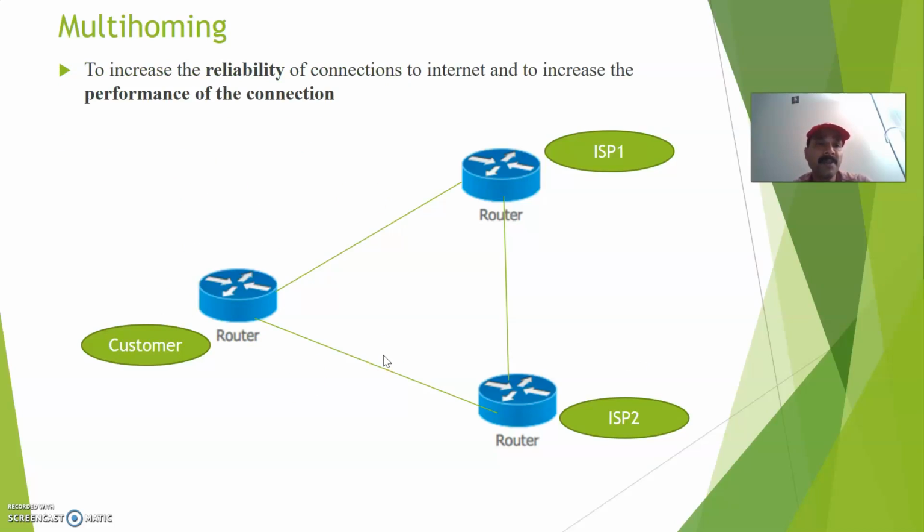So what is multi-homing? It is used to increase the reliability of the connections to the internet and to increase the performance of the connection. How can we increase the reliability? When the customer router is multi-homed with two ISPs, ISP1 and ISP2, if a single ISP goes down, the customer router can utilize ISP2 as a backup service provider. Also, the customer router can use a better path to reach the destination, either via ISP1 or ISP2. In both ways, we can use multi-homing to increase the reliability and the performance of the connections to the internet.